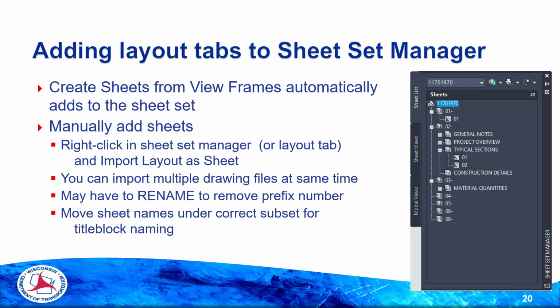Now, if you're manually adding sheets, you are going to want to, first of all, open up the sheet set for the project in the Sheet Set Manager. And then you can right-click in the Sheet Set Manager, whether it be on the project number at the top or one of the subset numbers down below. You right-click where you want to drop it, basically, and then choose the option of Import Layout as Sheet. There is an option for that in the Layout tab.